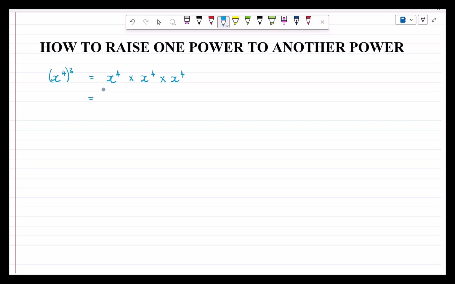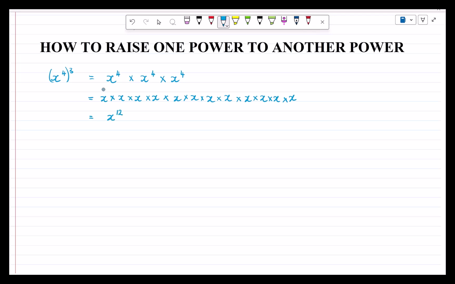And rewriting this would have x times x times x times x for the first one. Then we move on to the second one. That's x times x times x times x. And then we move on to the third one. That's x times x times x times x. Now, if we count all these x's, we can see that they are equal to 12. So our answer would be x to the power of 12.